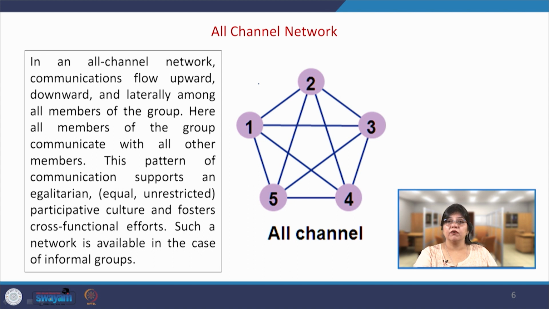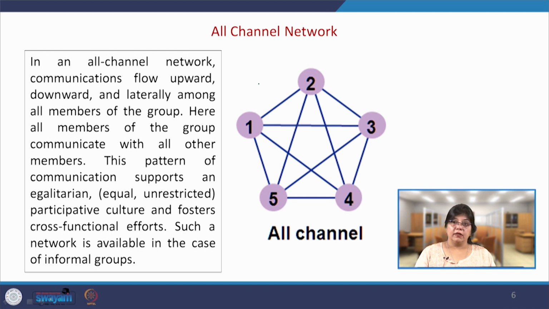So, in this kind of network communication, that is all channel network communication, all members of the group communicate with each other, and the pattern of communication supports egalitarianism, that is equality, and sharing of information is unrestricted. This is the most important feature of the all channel network, that is egalitarianism. And there is a participative culture, since communication is open to all. So, more participation is encouraged, and there are cross functional efforts put in to achieve any common task or goal. Such a network is available in the case of informal groups, where information flows freely among all the members and people come in contact from different departments within an organization itself.